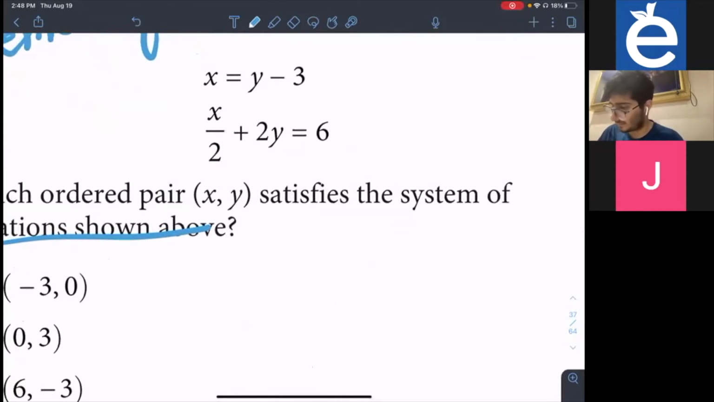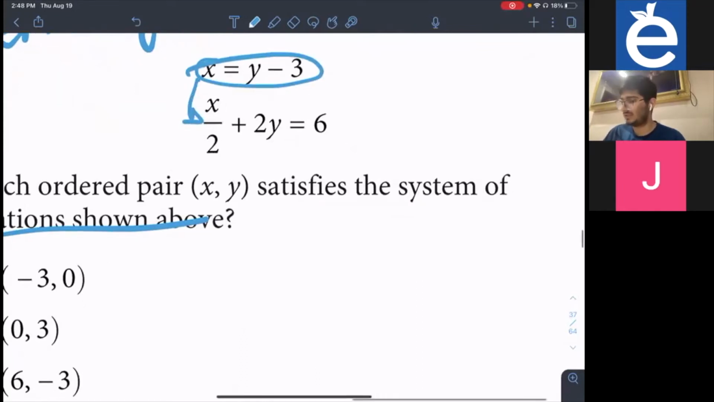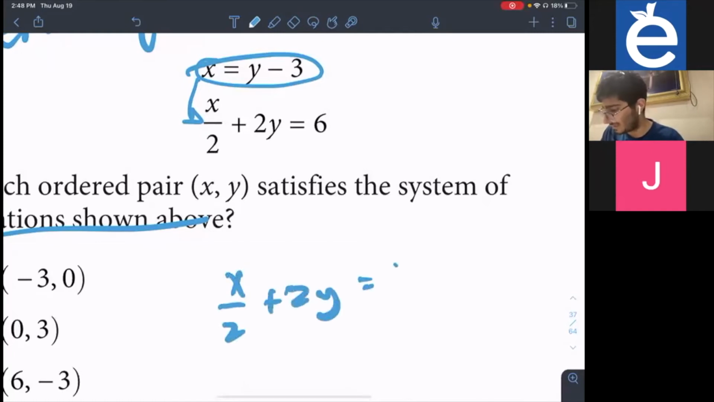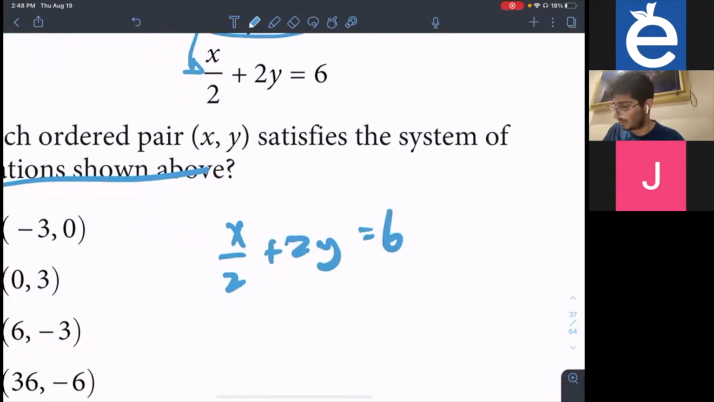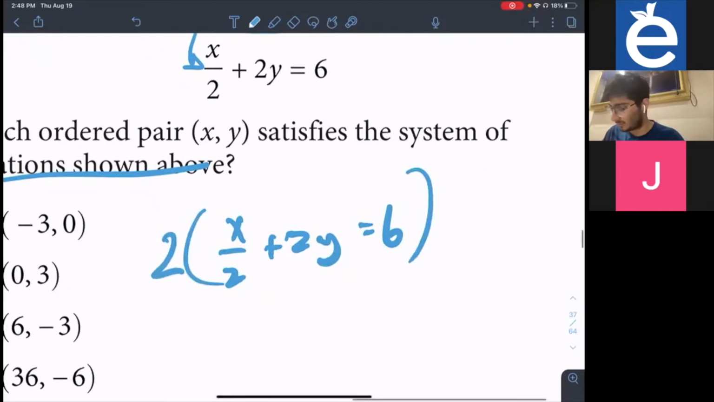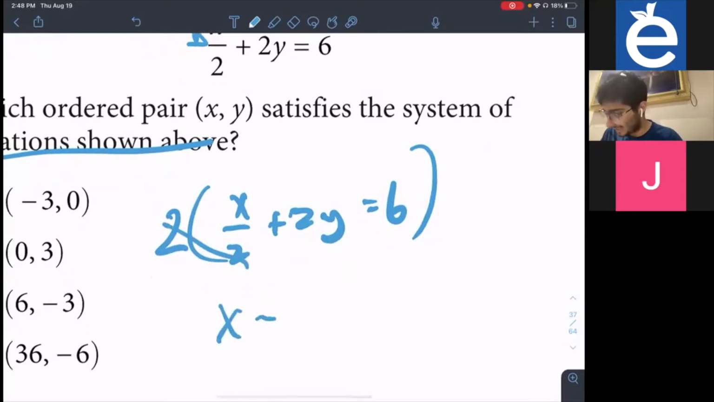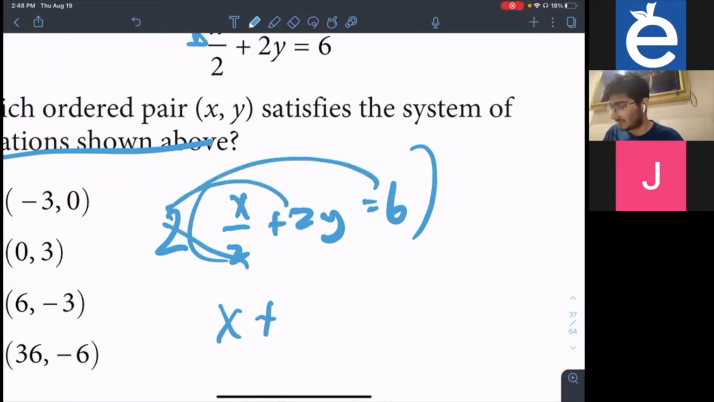Since they gave us what x is equal to, we can just plug it into this equation. But first, we have to simplify this equation to make it easier to work with. They give us x over 2 plus 2y is equal to 6, right? So we can multiply everything by 2 to get rid of the x over 2. This cancels out to get x, and then you have to distribute the 2 to each part. So 2y times 2 is 4y, and 6 times 2 is 12.